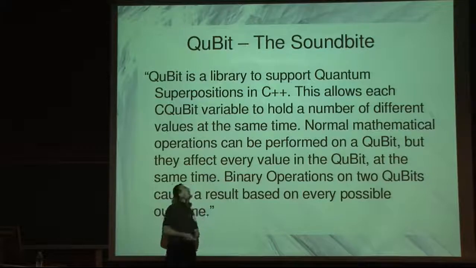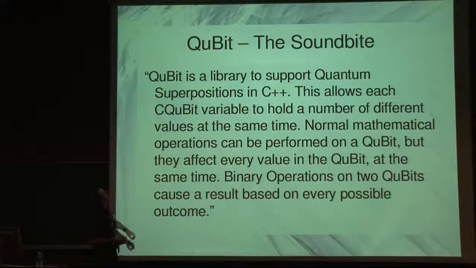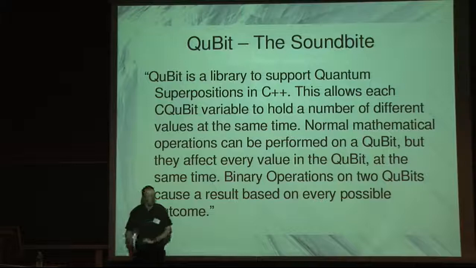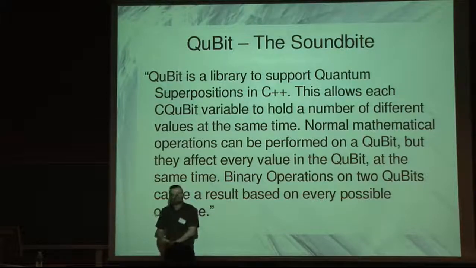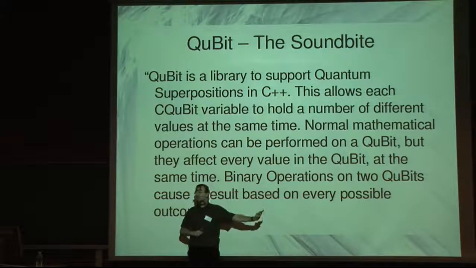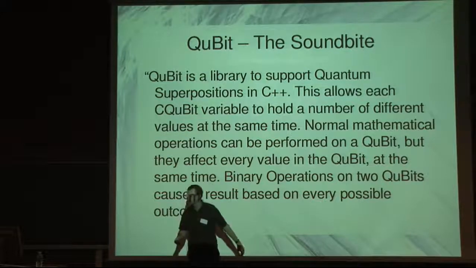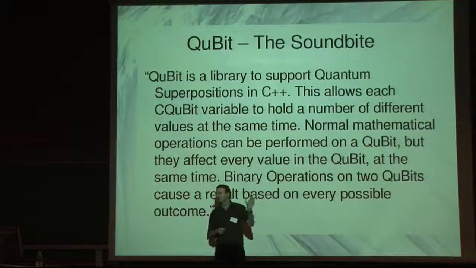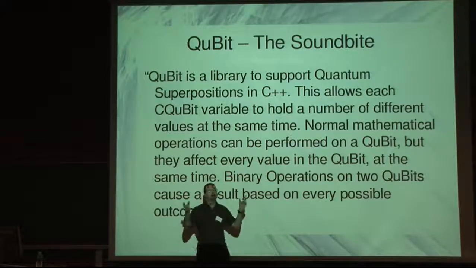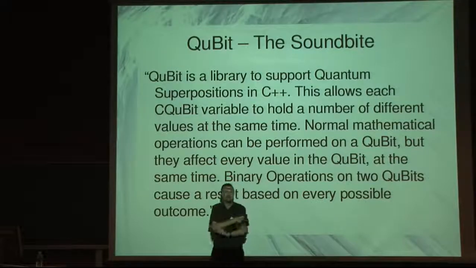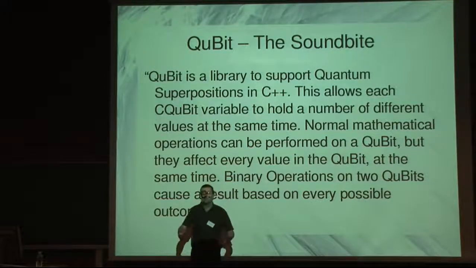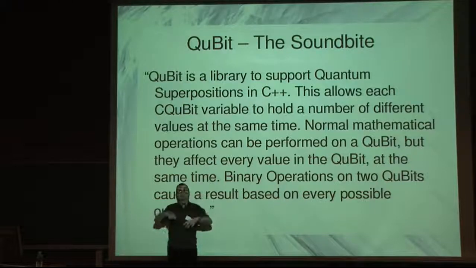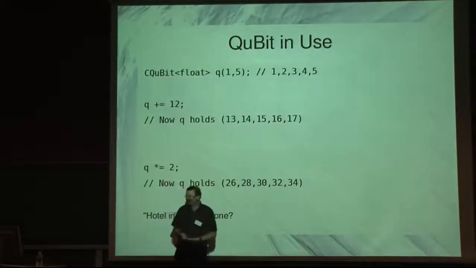So, the soundbite, the bit that I shall read and pretend it's very intelligent. Qubit is a library to support quantum superpositions in C++. This allows each qubit variable to hold a number of different values at the same time. Memory's fine, eyesight's going. Normal mathematical operations can be performed on a qubit, but they affect every value in the qubit at the same time. Binary operations on 2 qubits cause a result based on every possible outcome. Yes, variables have everything in them at the same time, which means any operation is sort of the multiply of those. There's a lot of possibilities.